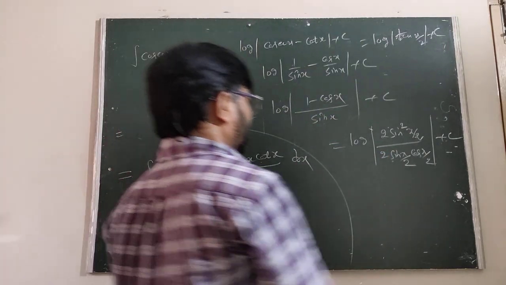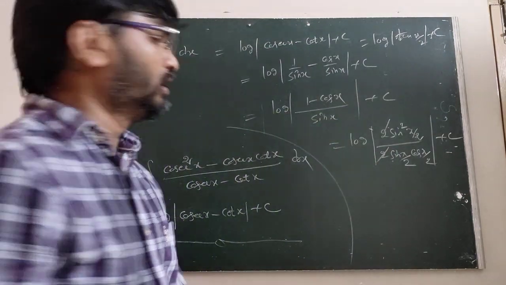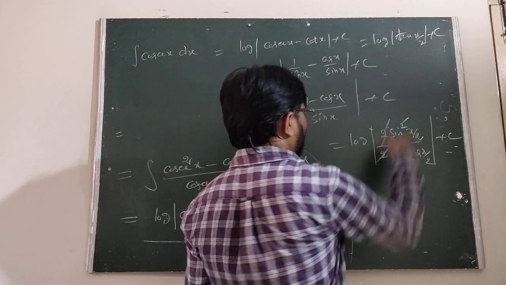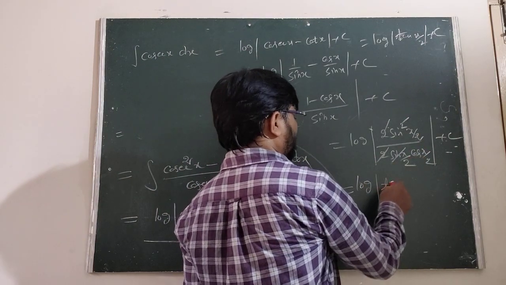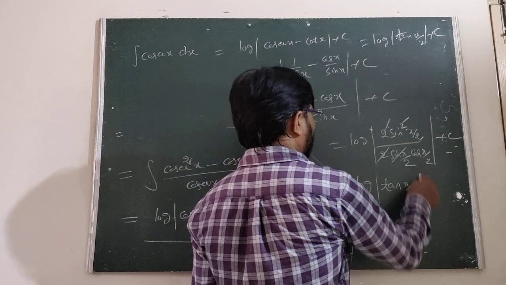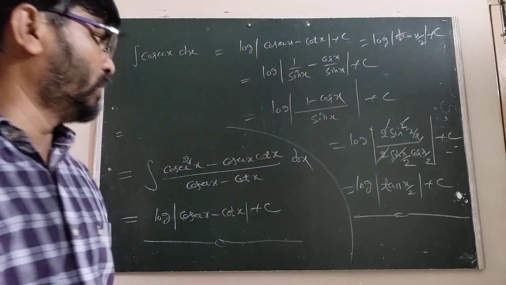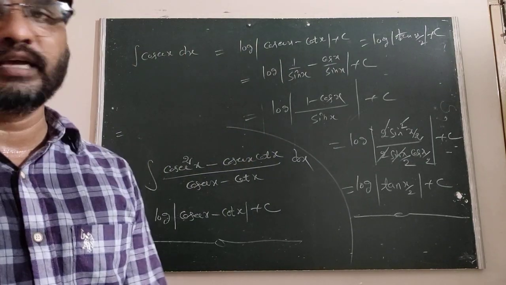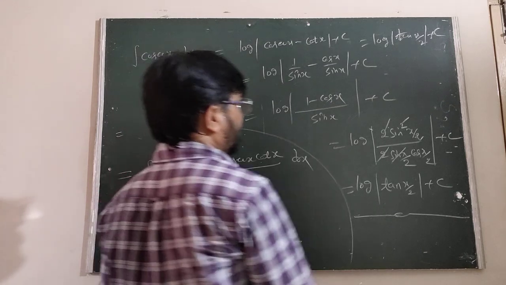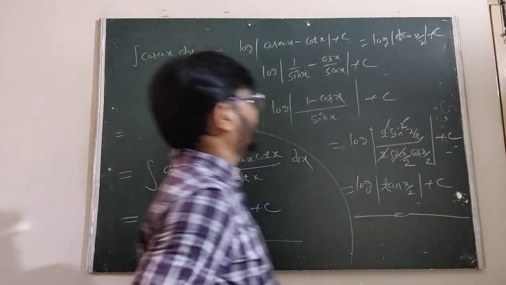Therefore, now we can write this is sin square is the 2 times of sin. Now 1 time cancels. Now we are getting here log mod of sin by cos, which is tan of x by 2, plus c. Therefore, sin x by 2 by cos x by 2 is the log mod of tan x by 2 plus c.